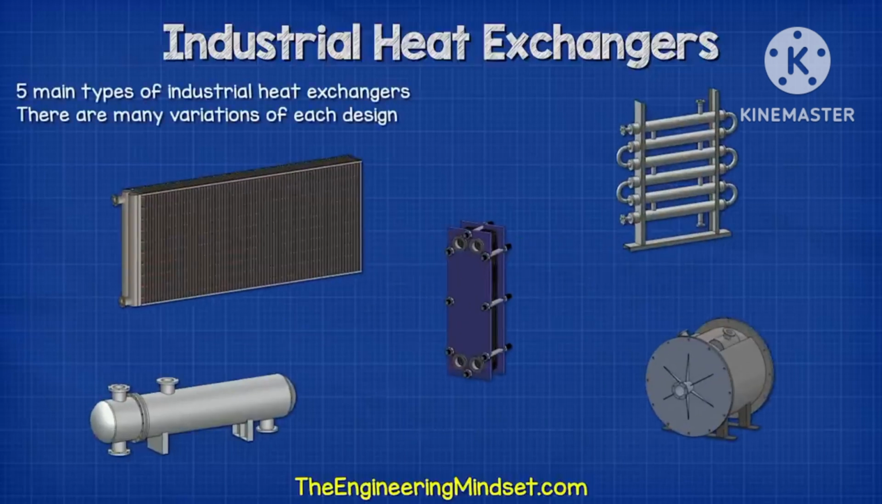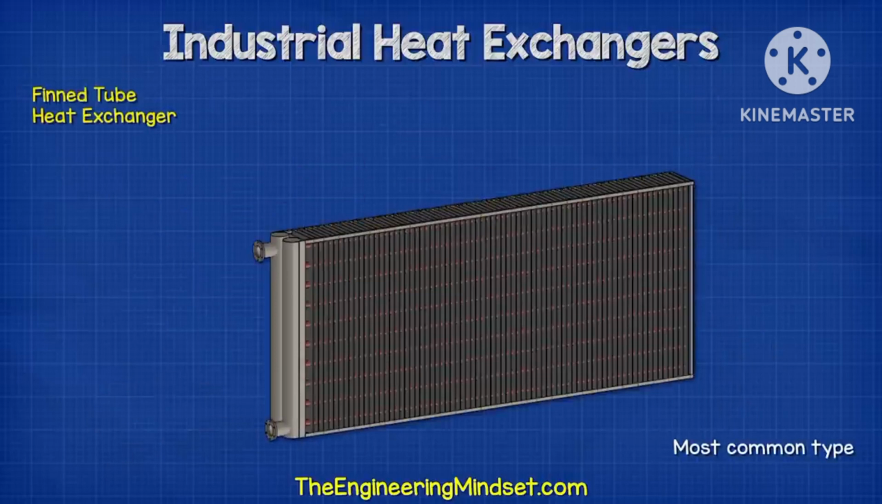There are 5 main types of industrial heat exchangers, although there are many variations of each design. Let's look at a thin tube heat exchanger first, which is probably the most common design used.